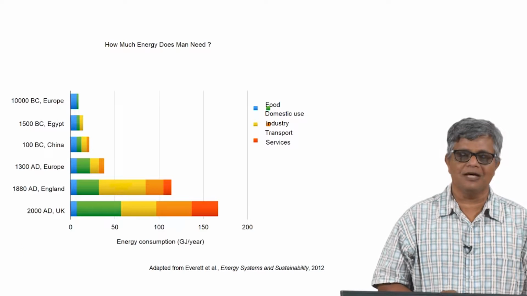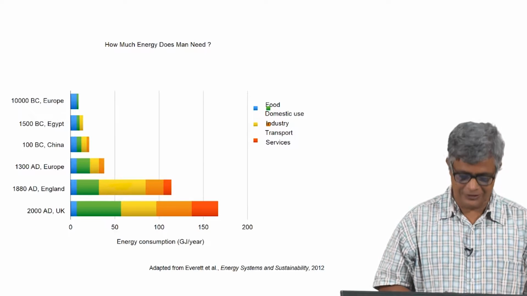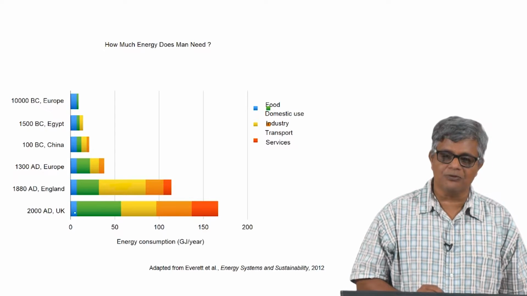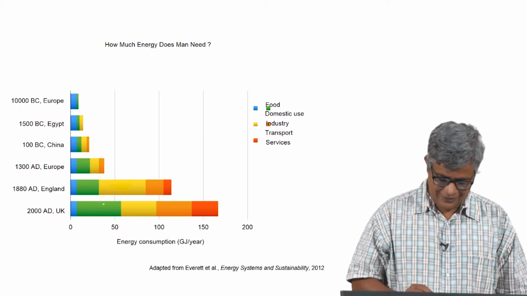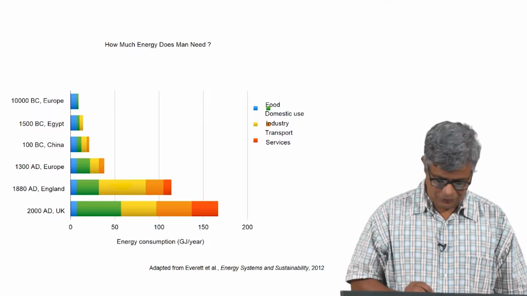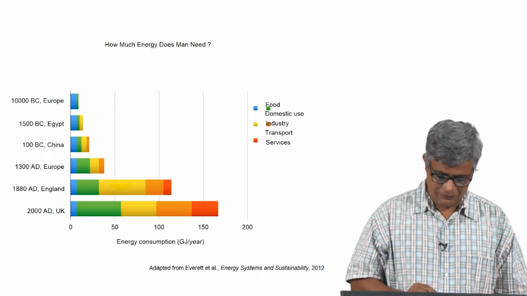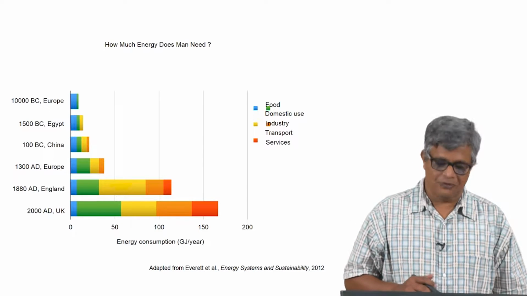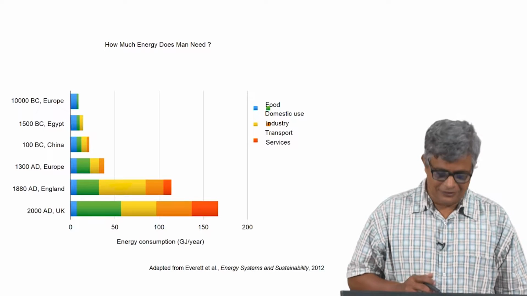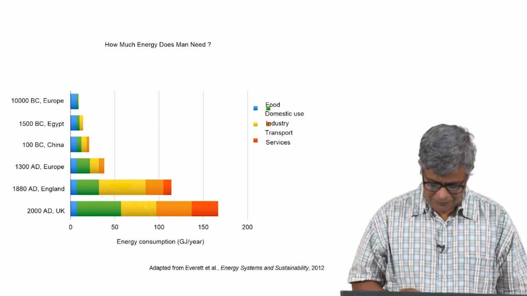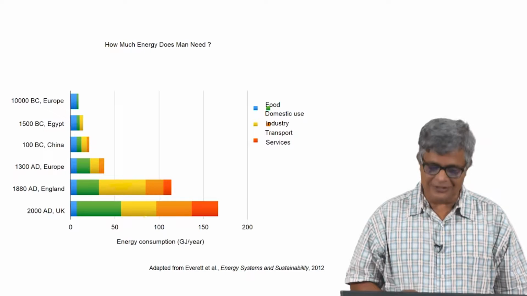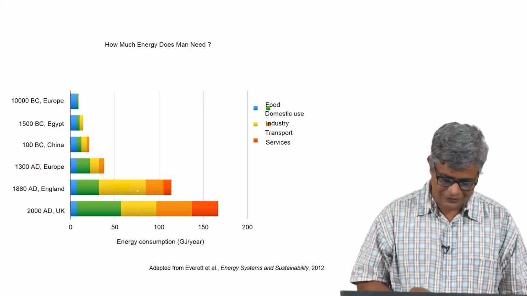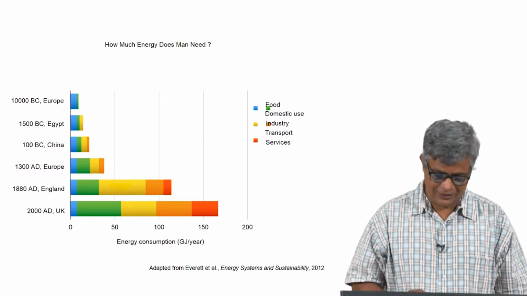And the modern man of our generation in 2000 AD has not only a small component for basic human needs, but a fairly large amount, close to 50 gigajoules per year, for domestic use, for all our air conditioners and fridges, TVs and sound systems and all those things, and a large amount of industrial use, but which we see is less than what it was at the height of industrialization.